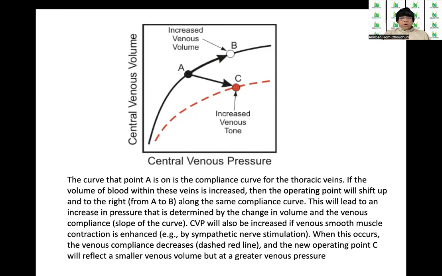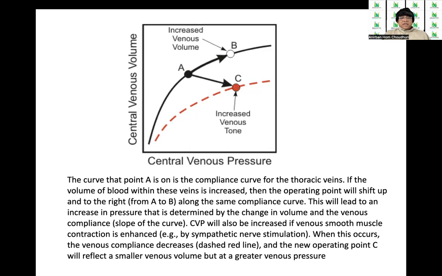Now, CVP can also increase if the venous smooth muscle contraction is enhanced. Now, what can cause an enhancement of the venous smooth muscle contraction? It is the sympathetic nerve stimulation. Any kind of sympathetic surge can produce the same effect, but in that case, the venous compliance decreases. So you can see the dashed red line. So this represents the decreased compliance.